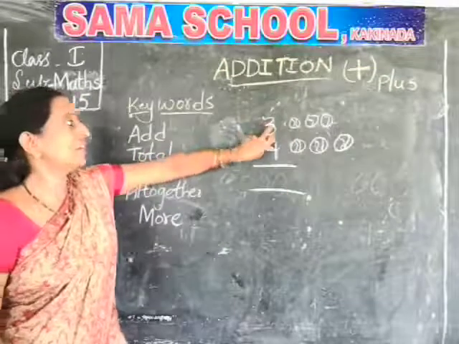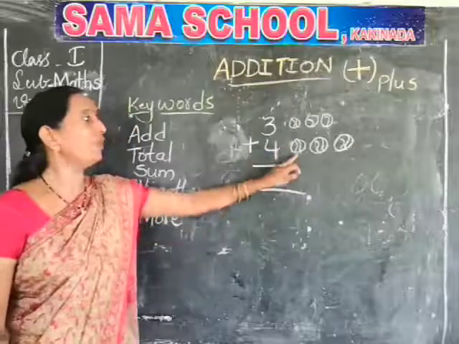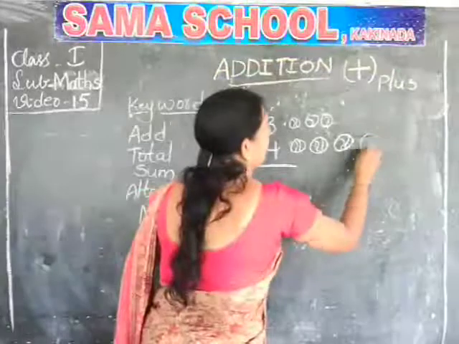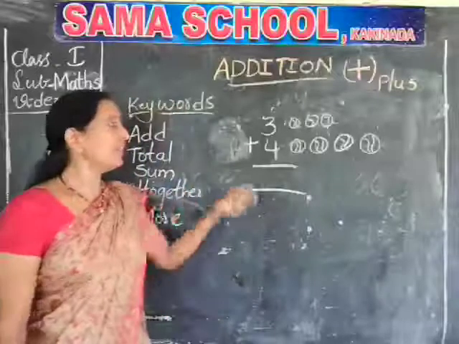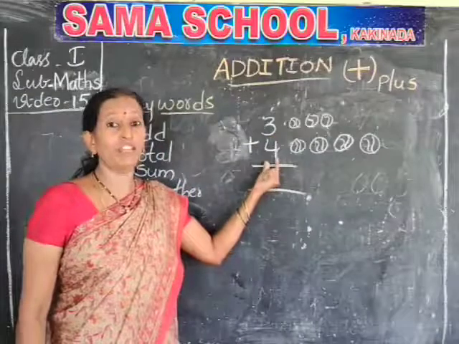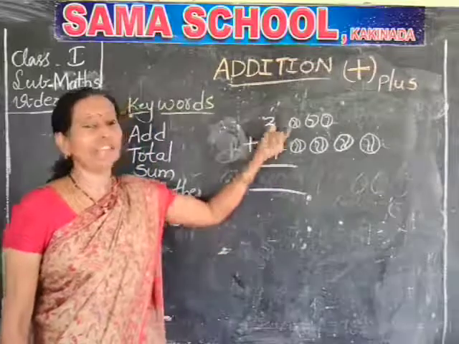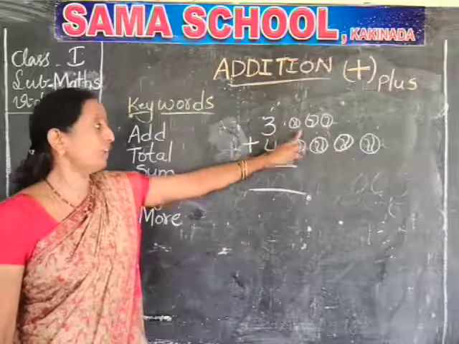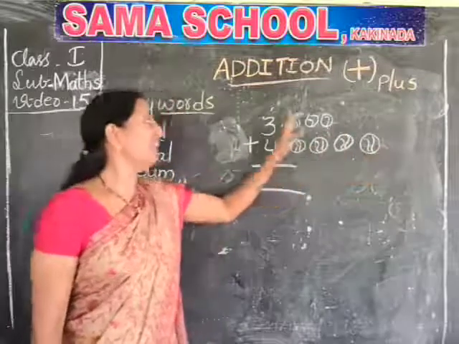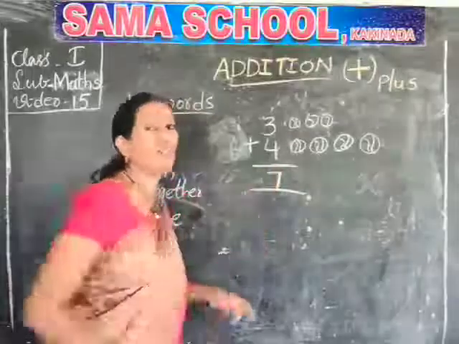See that? 1, 2, 3. 3 balls. And here, 1, 2, 3, 4. 4 balls. Now, to these 3, how many do you add? 4 more balls you are adding. Now, add these. 1, 2, 3 and 4, 5, 6, 7. 3 plus 4, 7.